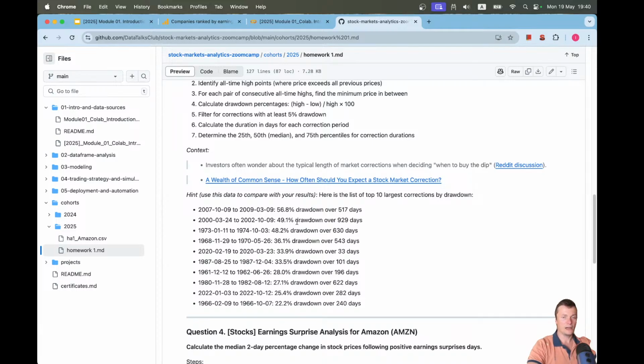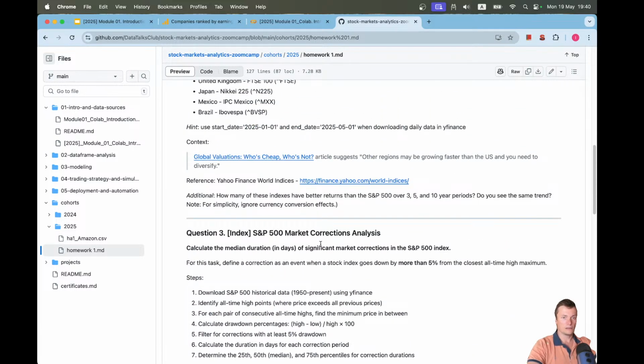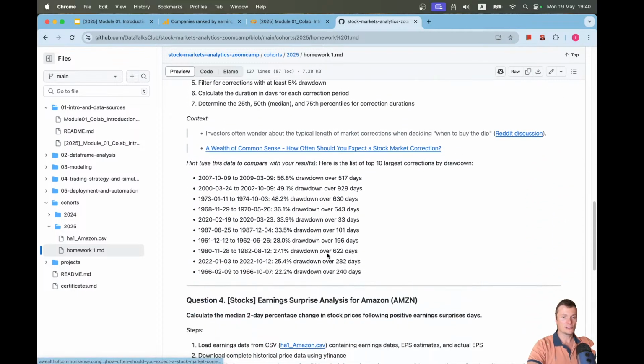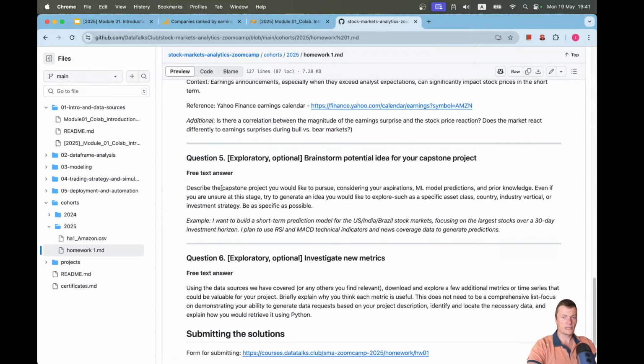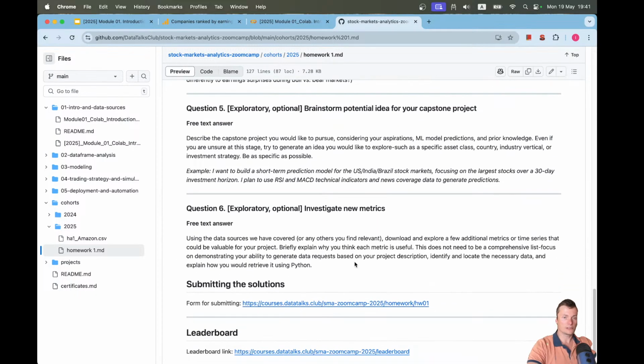In question number 3, I ask to get the median duration of significant market corrections, and I show you examples of top 10 market corrections. So if you solve this question, you can just check what you have, and if it's approximately correct, then you can get your final answer. And then 5 questions, number 5 and number 6, they are exploratory, to think about your capstone project and to investigate on the new metrics.